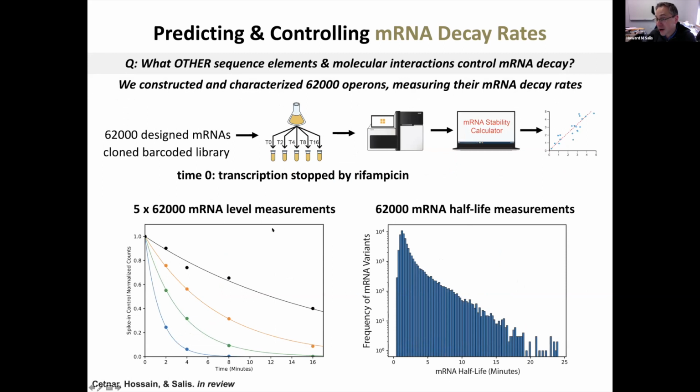Now we have more data on the pipeline. We recently completed a study where we constructed and characterized 62,000 different messenger RNA transcripts, and we measured the mRNA decay rates using rifampicin treatment, rifampicin, to stop transcription. And so from that, we're able to then fit exponential curves to decreasing messenger RNA levels and get their half-lives. And so those half-lives range from very short, so sub 1 minute, to very long, let's say just about 20 minutes.